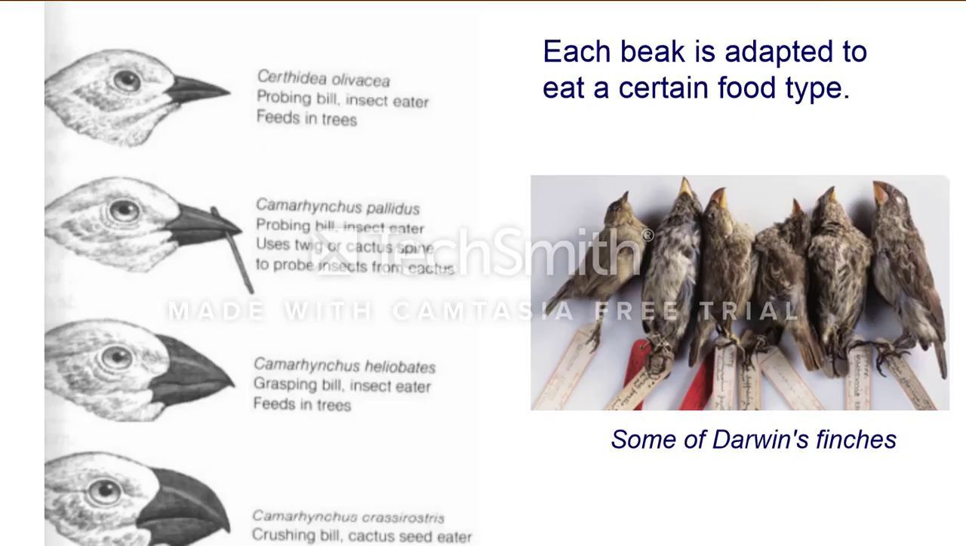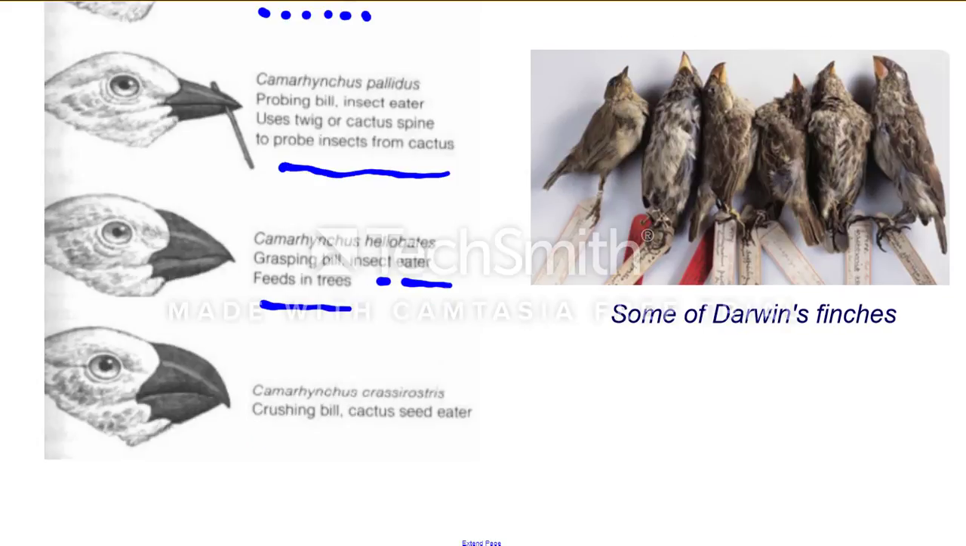Okay, so we're back and we're seeing now a morphological difference, or a physical shape and size difference, of our beaks. We'll find an insect eater that feeds in the trees, and another one here that used probing. It actually took a stick and would probe into cactus to get insects. And then this one here is also an insect eater that feeds in trees. And if I can scroll down here, there we go. And this one was pretty interesting.